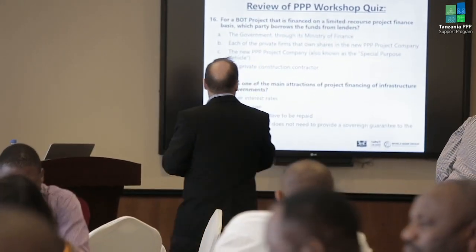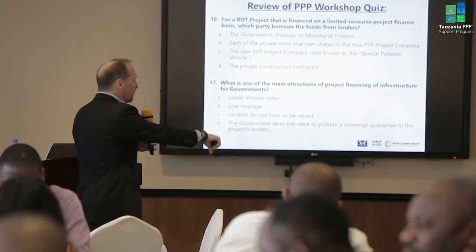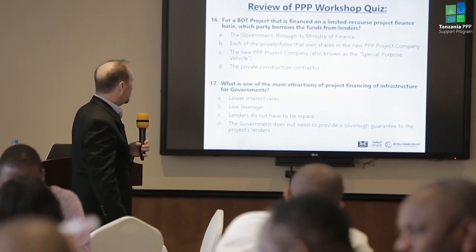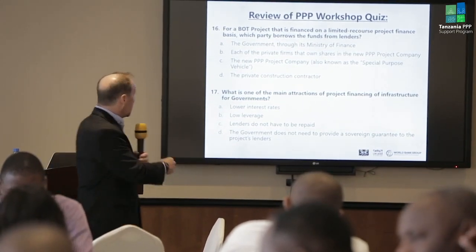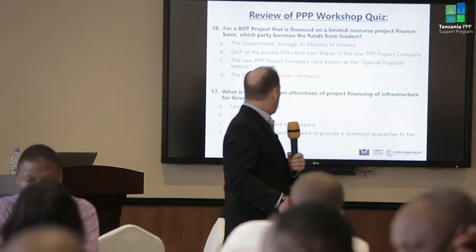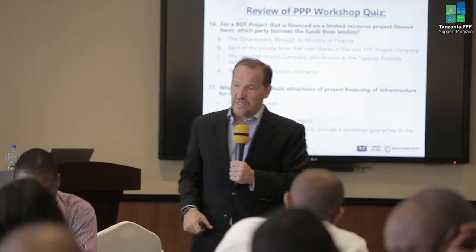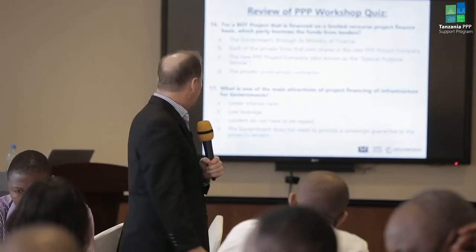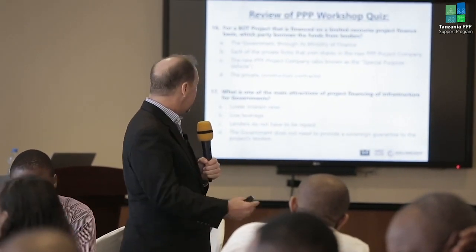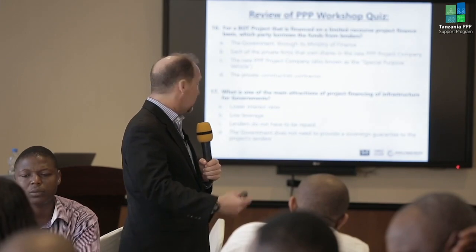Okay, good. Number 17. What is one of the main attractions of project financing of infrastructure for governments? Is it A, lower interest rates? Is it B, low leverage? Is it C, lenders do not have to be repaid? Or is it D, the government doesn't need to provide a sovereign guarantee to the lenders? D. Correct, it is D.